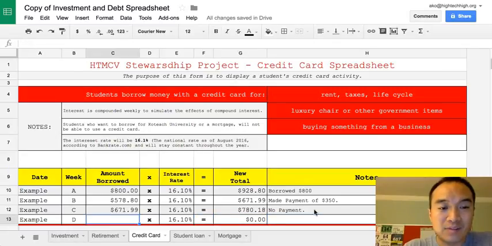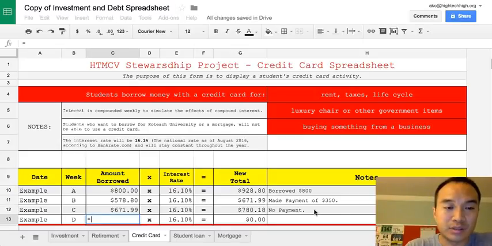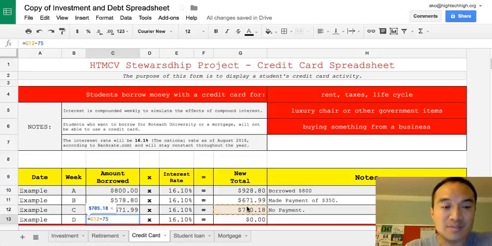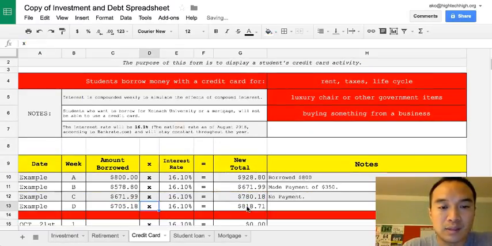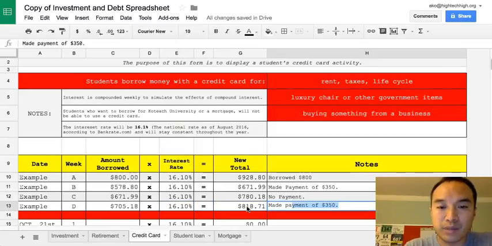And finally, that 4th week, they made a payment of $75. So here, take our new total. And again, we're going to subtract 75 because they made a payment of 75. And there we go. Made payment of 75.